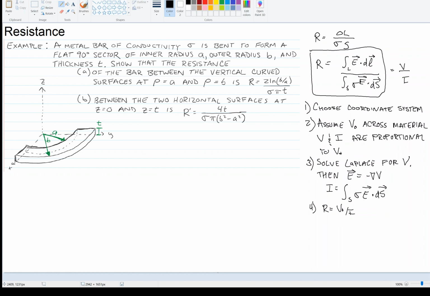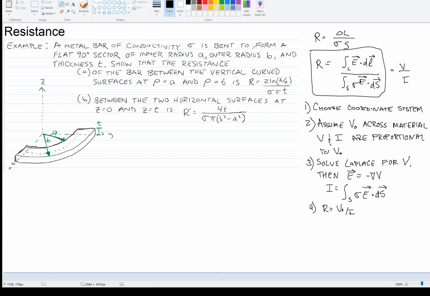All right, so I'm going to leave that up for now, and we're going to address this example now. So we've got a metal bar of conductivity sigma. Again, if we knew the type of material, like carbon maybe, we can look that up in a table and figure out what sigma is. Some books have it in the appendix.